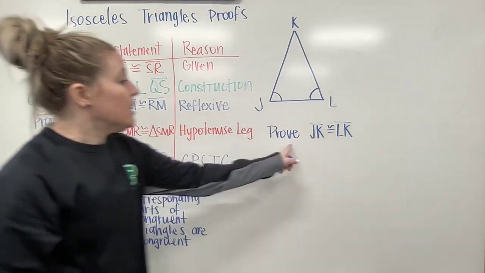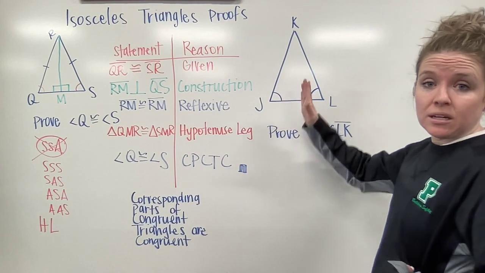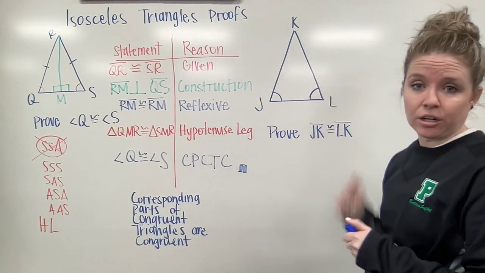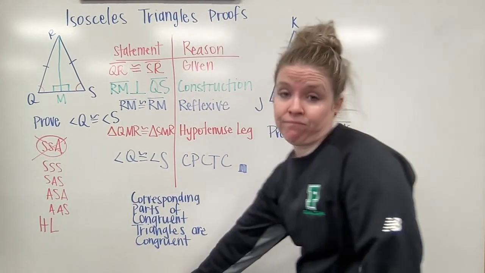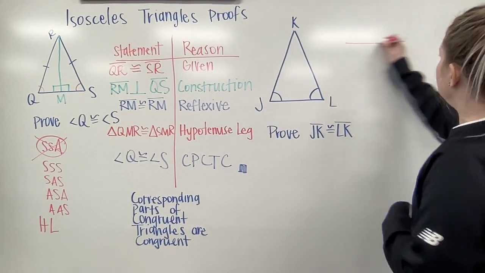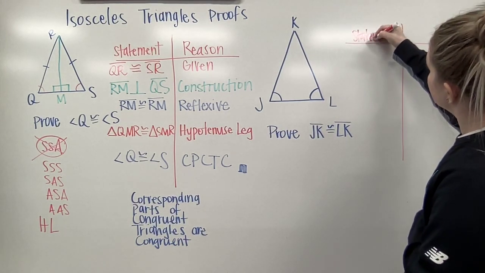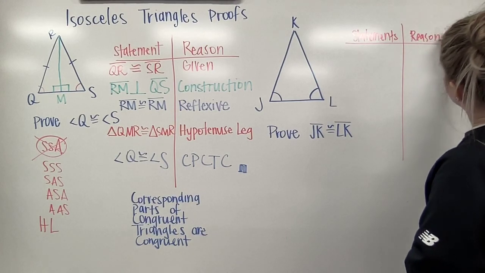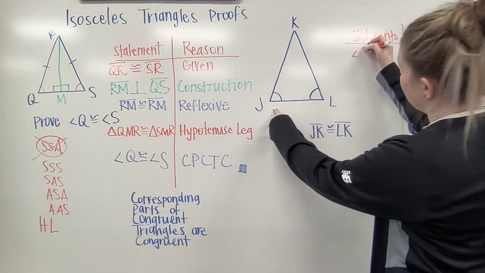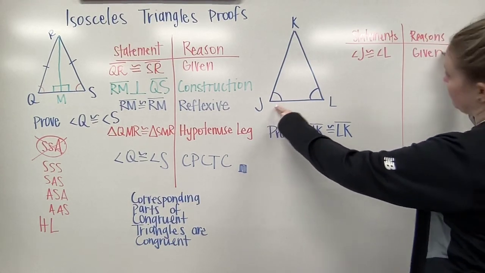All right, this side is just the reverse. Now we know the angles are congruent. I need to prove that the side lengths are congruent. We're going to do it pretty much the exact same way. My video's getting a little bit long, so I'm going to hustle through this. Make sure that we understand. So starting with the given, angle J is congruent to angle L. That has been given to me.